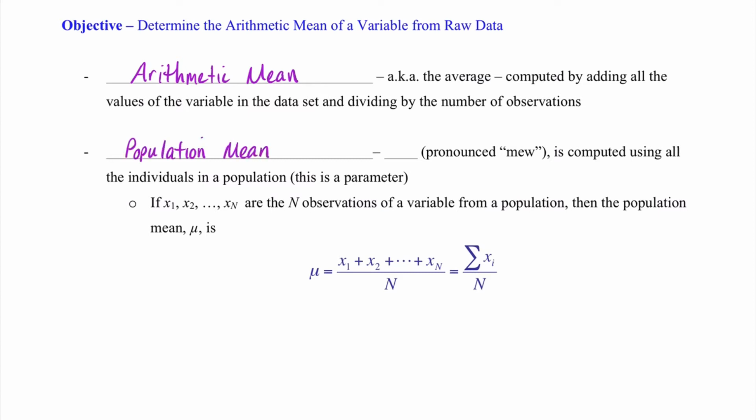This is computed by using all the individuals in a population. Make sure we realize this is a parameter, which pulls back some previous vocabulary. You see the formula that we need to use. Mu is simply adding up all the observations and then dividing by the population size, which we know is capital N. Just in case you haven't seen this symbol before, this is your summation symbol. We'll be using this later, but that just again tells us to take the sum of each individual observation. Each observation would be x sub i, so that would be our x sub 1, 2, 3, all the observations we have.